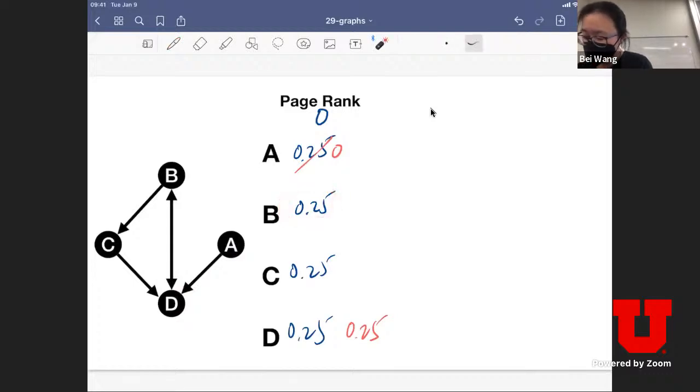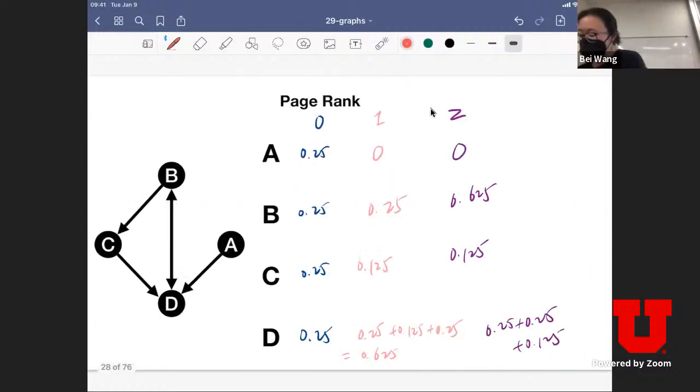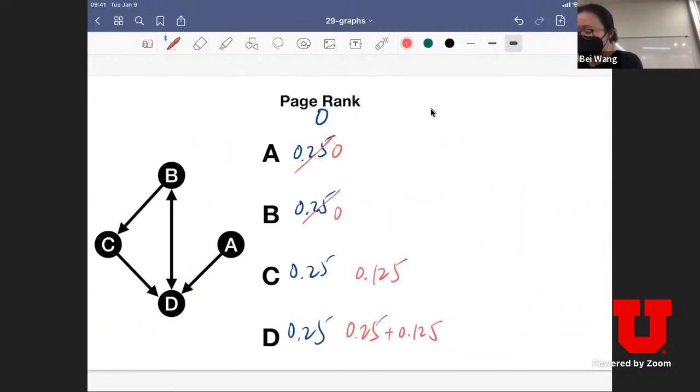B goes to D and goes to C. Because it has 2 outgoing links, the mass is split between those 2. So B goes to D with 0.125. It also goes to C, so C has 0.125. And now B became 0, okay? So this is essentially the first, well, I'm not completely done yet.